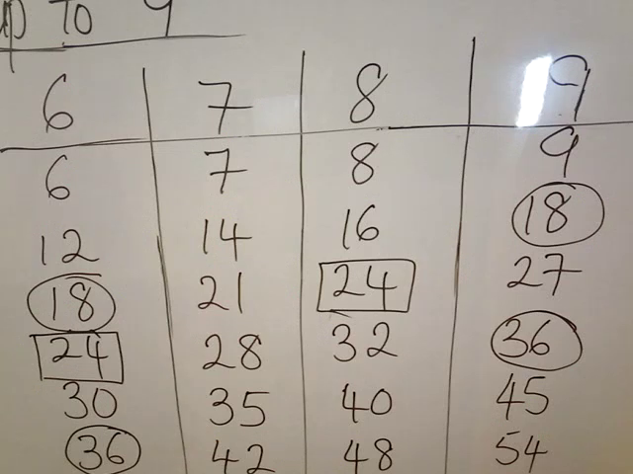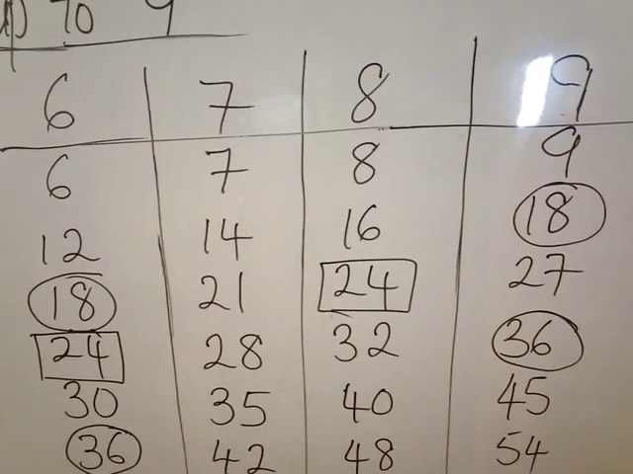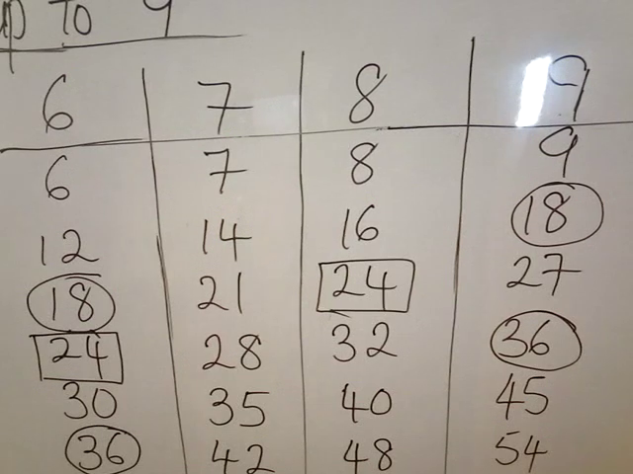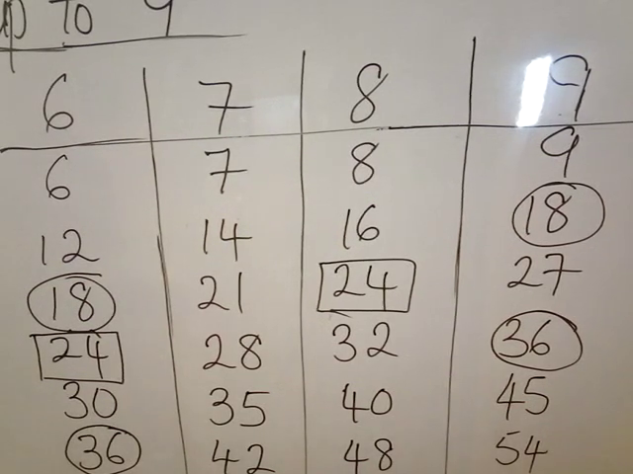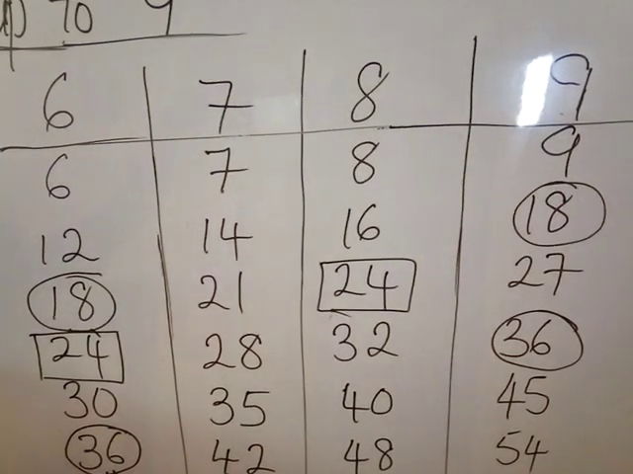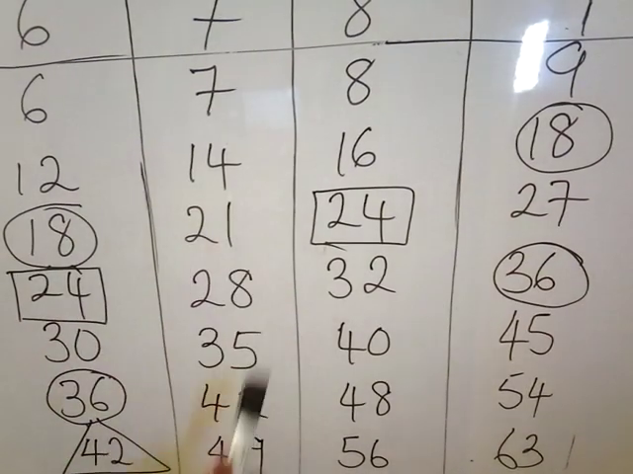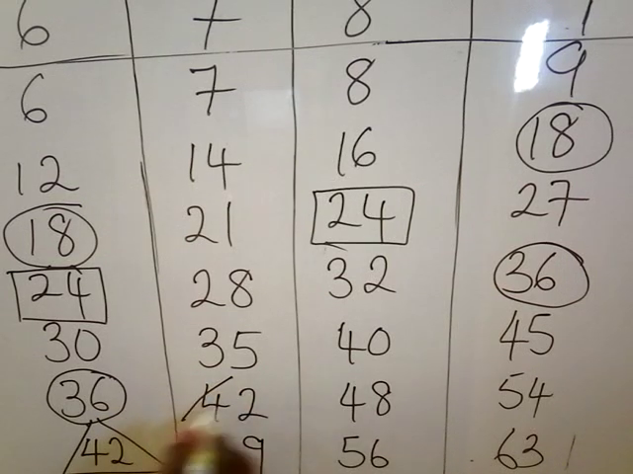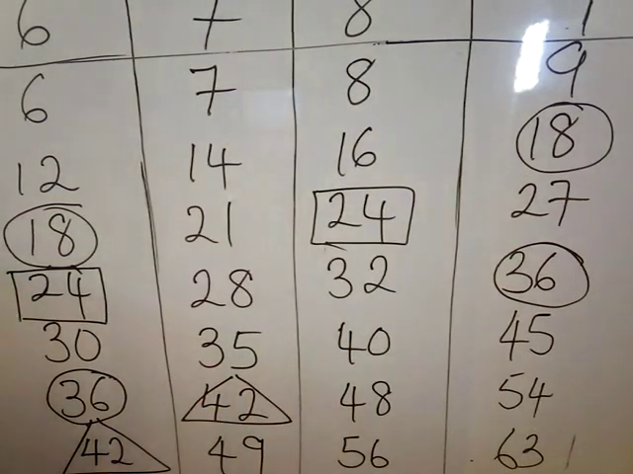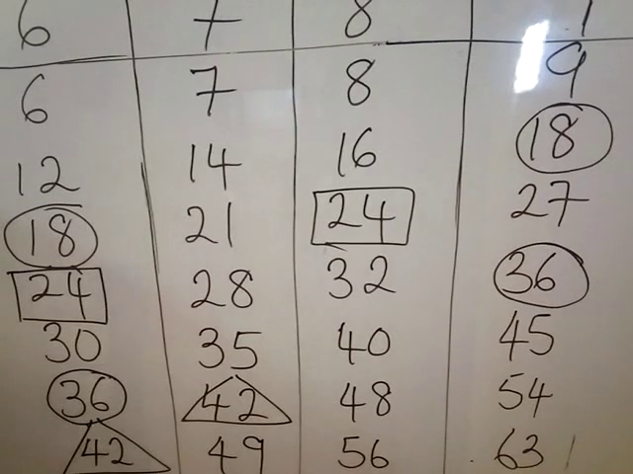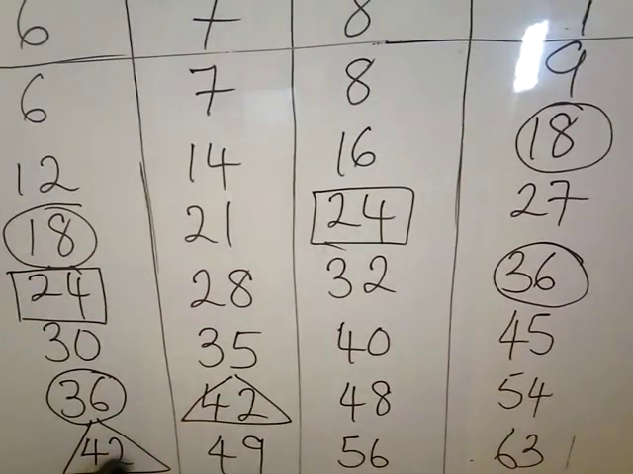Okay, so then we have 6 has 42 and then 7 has 42. So for this, we're going to use a triangle to represent it. So we have 42 here under the column of 6. We have 42 under 7. So that means that 42 is a common multiple of 6 and 7.